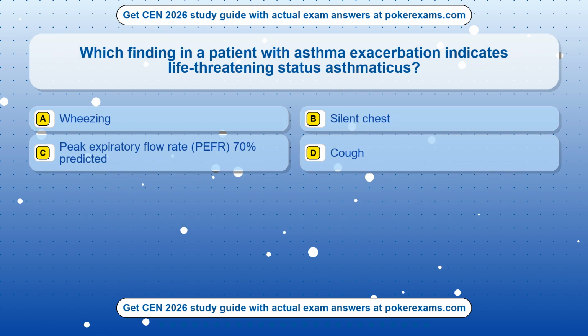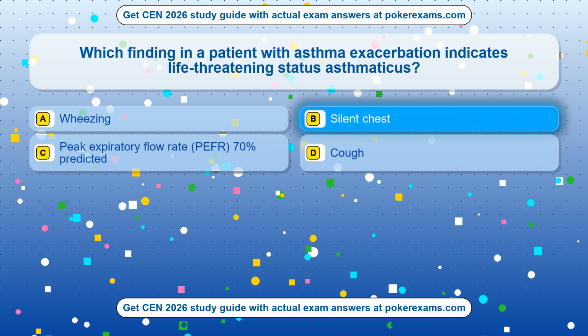Question 20. Which finding in a patient with asthma exacerbation indicates life-threatening status asthmaticus? Option A, wheezing. Option B, silent chest. Option C, peak expiratory flow rate, PEFR, 70% predicted. Option D, cough. The correct answer is option B.